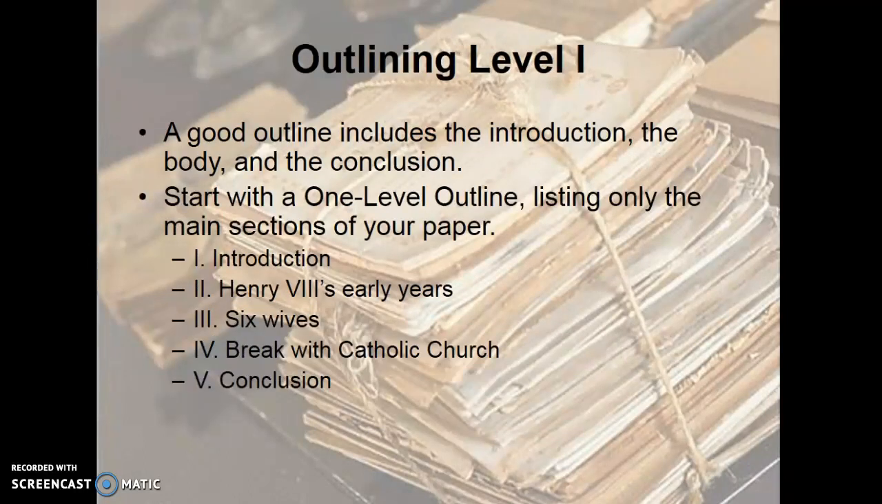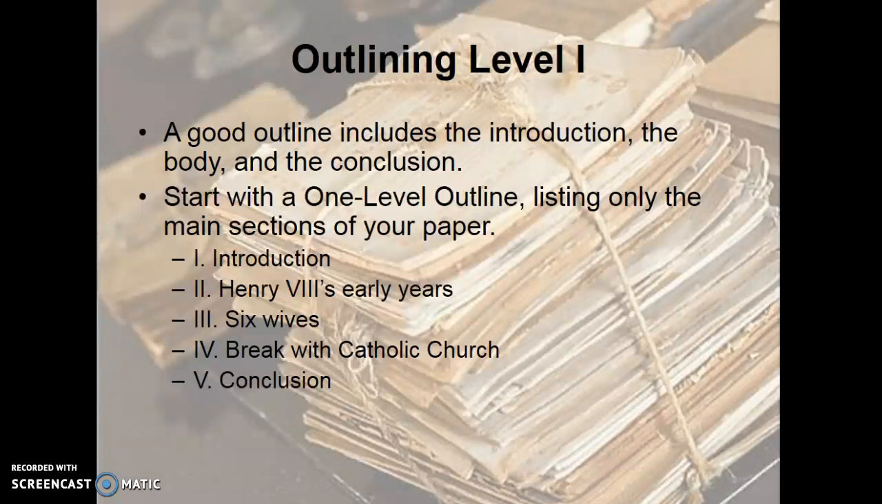So when we outline, we'll start with a level 1 outline. This is very simple, and it's going to look a little bit like that insufficient outline we talked about just a minute ago. A good outline includes an introduction, a body of the paper, and the conclusion. So we're going to start with this one level outline, listing only the main sections of the paper. So we're going to have an introduction, and this is a short paper, so we're only going to have those three topics in the body of our paper.